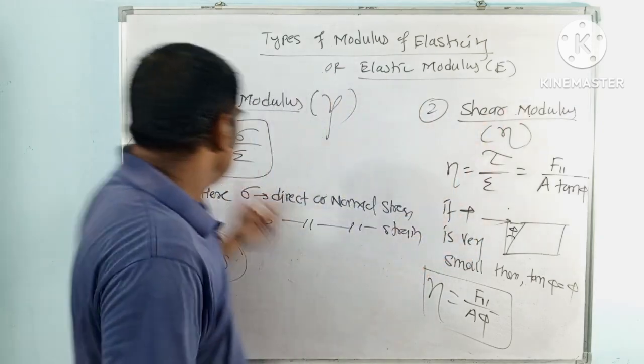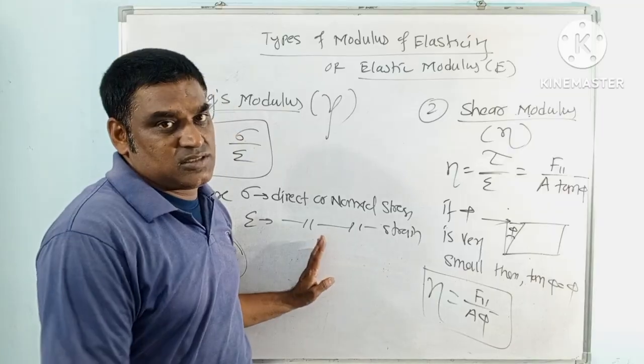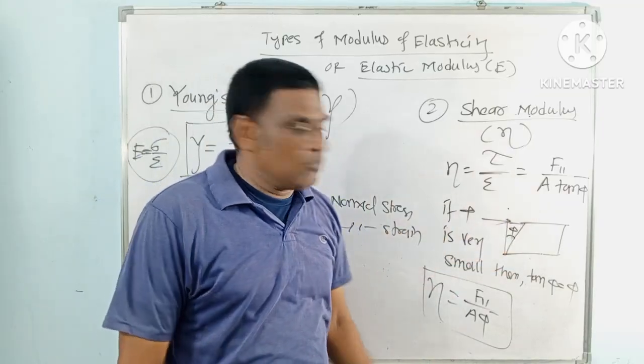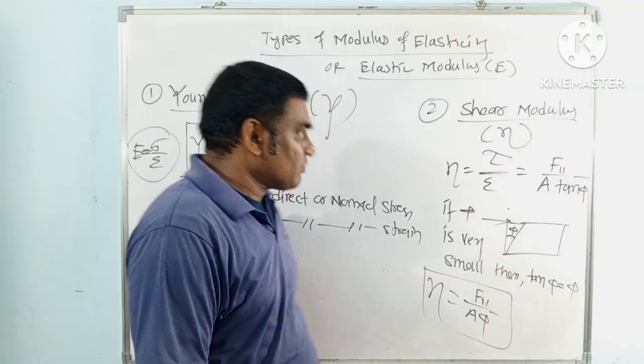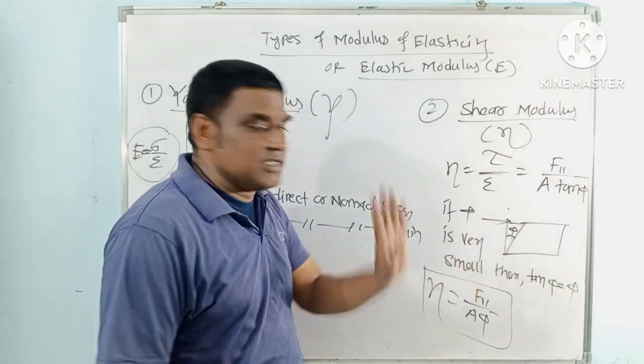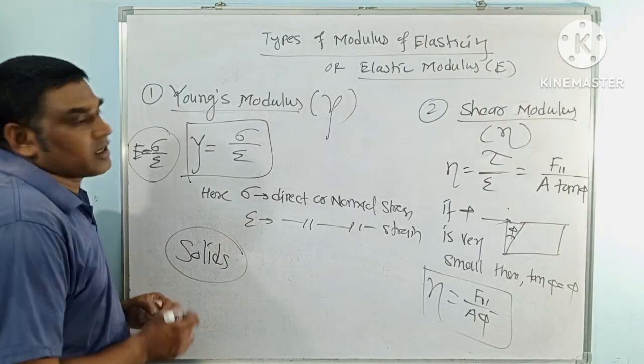Shear stress by shear strain is shear modulus. Direct stress by direct strain, Young's modulus. This occurs mostly in solids, and in fluids also. So in fluid mechanics we will see this. Right?